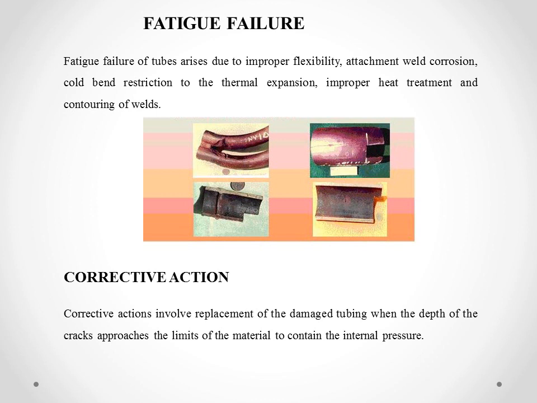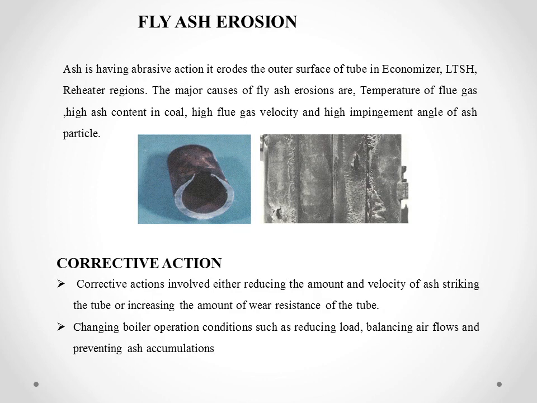It is due to improper flexibility, attachment weld corrosion, cold bend restriction to the thermal expansion, improper heat treatment, and contouring of welds. Corrective actions are replacement of the damaged tubing when the depth of the crack approaches the limit of the material to contain the internal pressure.